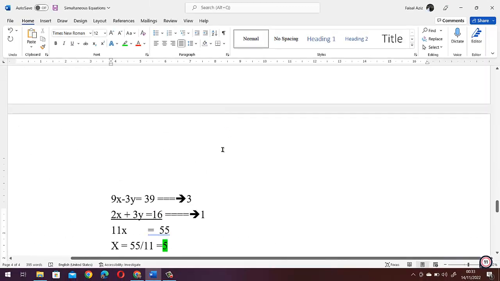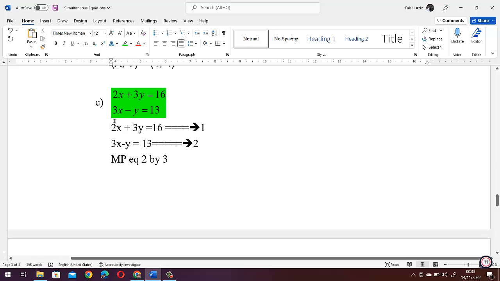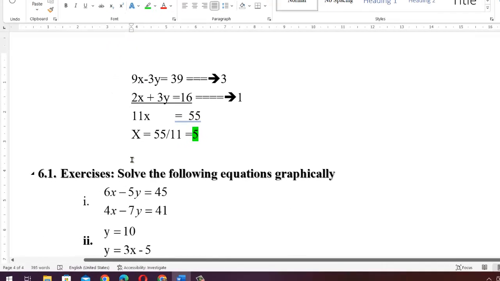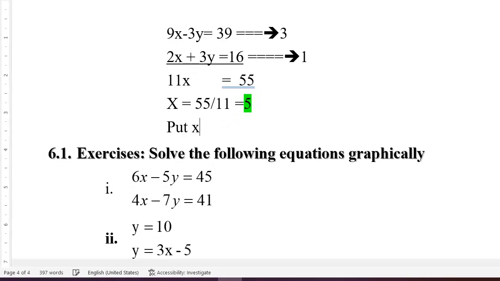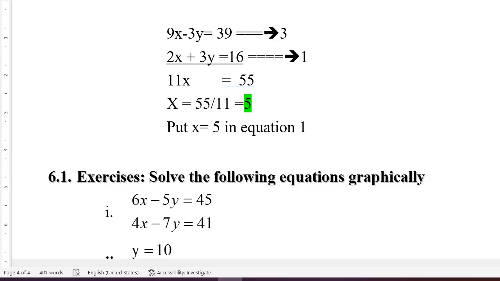Now this value of x we can put in any of the equations. So let's say I put x equals 5 in equation 1. In equation 1 I'm having 2x plus 3y equal 16.